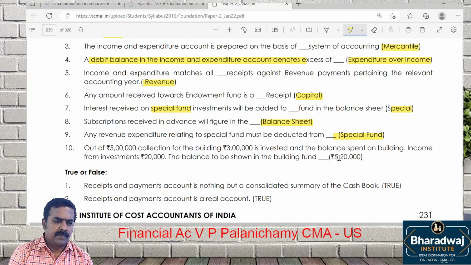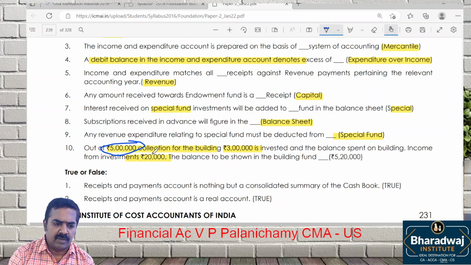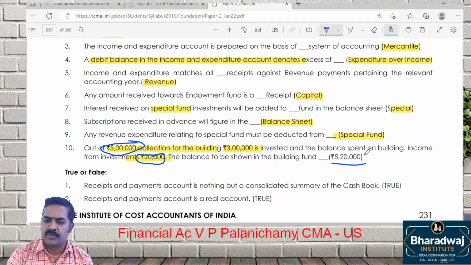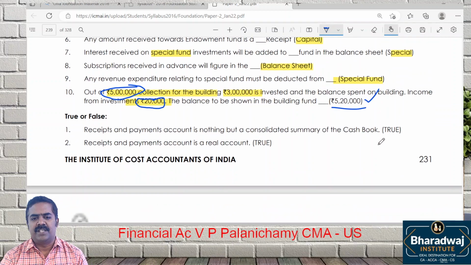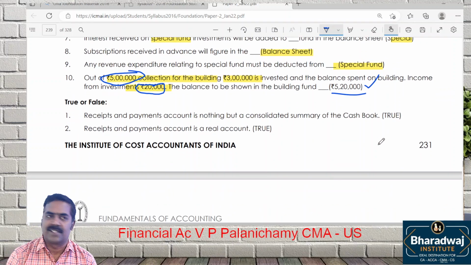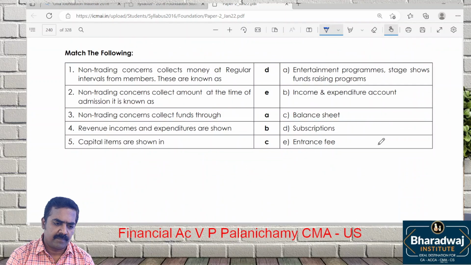Look at this. Out of 5 lakh collection for the building, 3 lakhs is invested. Balance is spent on building. Income from investment how much? 20,000. So what is the fund balance? 5 lakh. What is income from investment? 20,000. What is the total? 5 lakh 20,000. See, spent on building is nothing but purchase of building. That is not connected to that fund. So 5 lakh plus 20,000, 5 lakh 20,000.